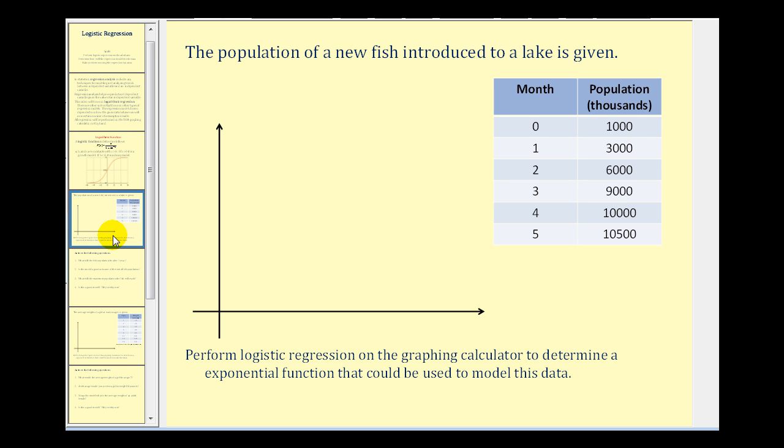Let's take a look at an example. Here, a population of a new fish was introduced to a lake, and we're comparing the number of months since the introduction to the fish population in the thousands. Let's create a scatter plot and see if a logistic function would be appropriate.